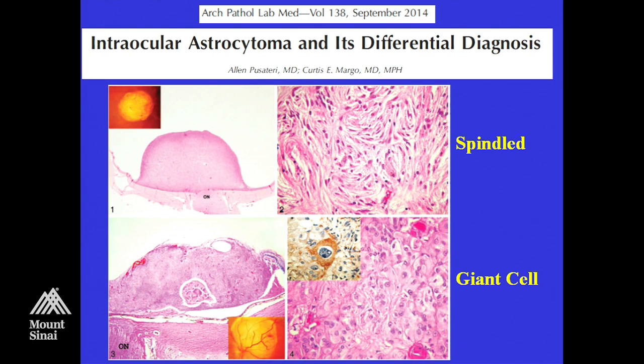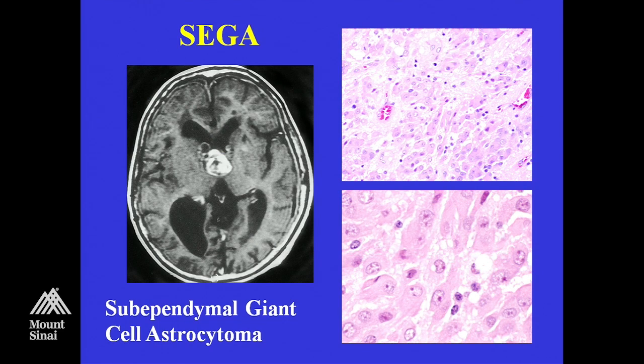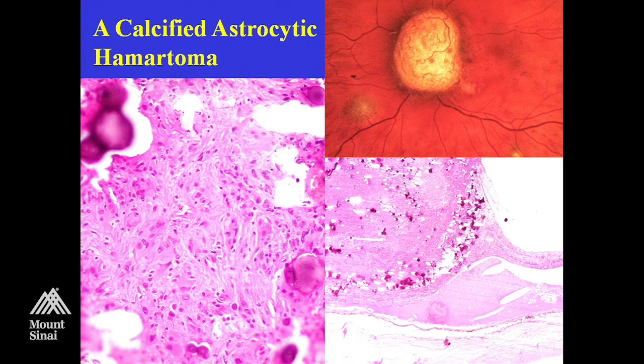Now, for the neuropathologists in the crowd, when you look at these giant cells down on the right, this will, of course, remind you of another tumor that we see in the brain in patients with tuberous sclerosis, which is the subependymal giant cell astrocytoma. And really, these astrocytic hamartomas in TS patients in the retina basically have a spectrum of appearances which is quite similar to what you see in SEGAs in the brain.